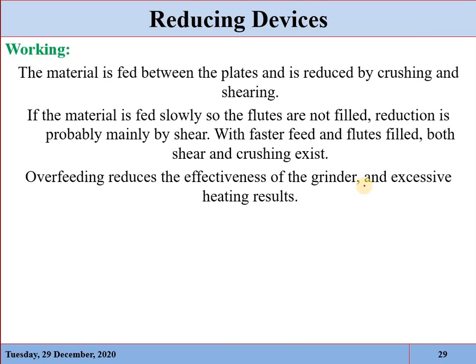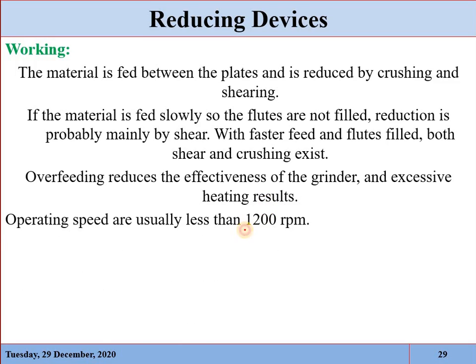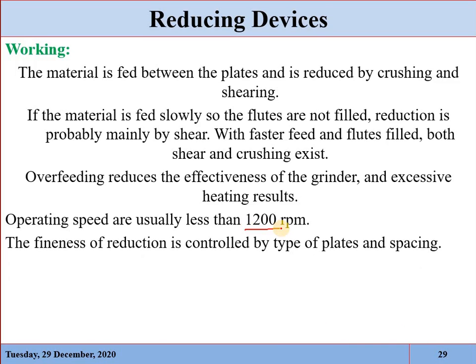Overfeeding reduces the effectiveness of the grinder and excessive heating results. Remember, if you completely fill the casing between the two plates, then due to the reduction of the size, heat is generated, so it can affect the performance and the efficiency of the grinder. Okay, so remember, this is a type of limitation, or we can say a recommendation, that the casing between the two plates should not be completely filled, and it can operate up to 1200 revolutions per minute. The fineness will be controlled by plates and spacing.